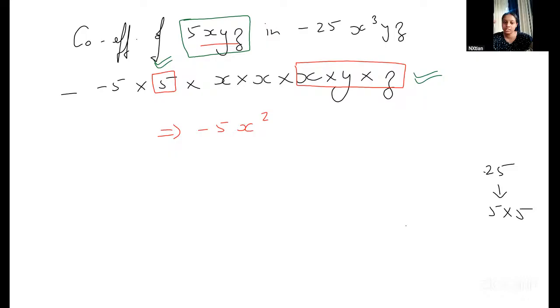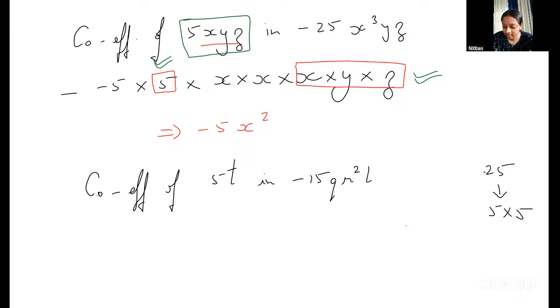One question I'm going to give you. Find out the coefficient of 5t in minus 15 q r square t square. Minus 15 q r square t square.